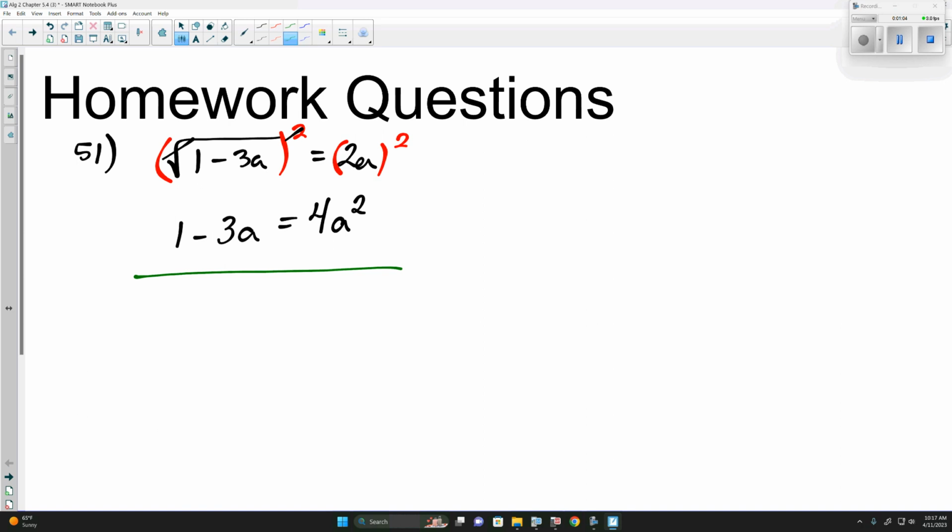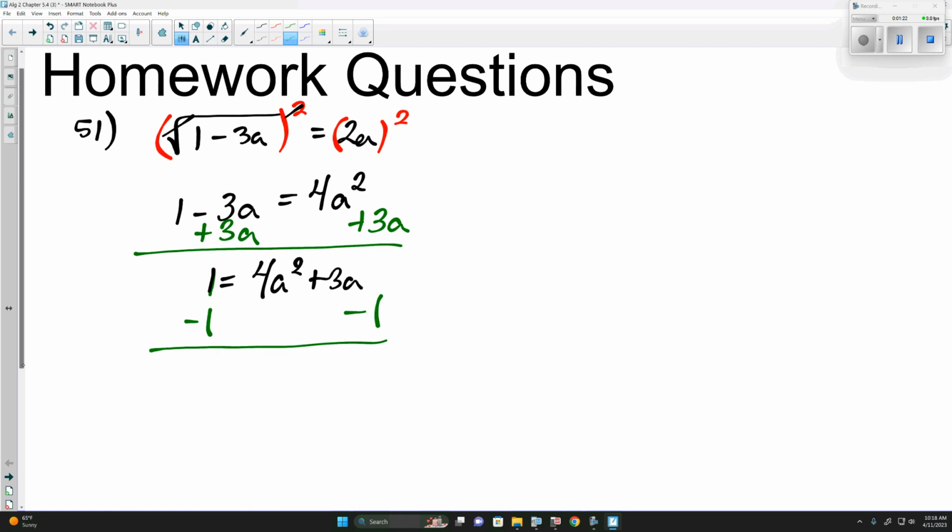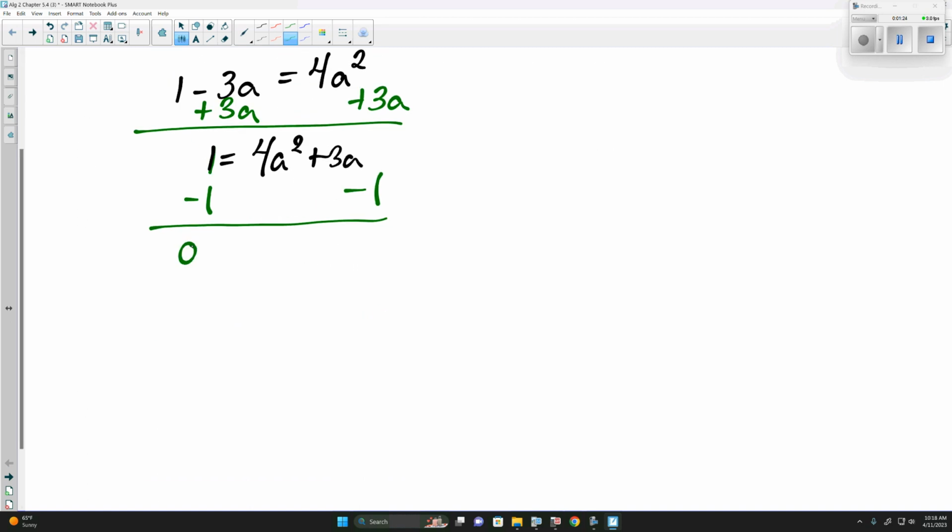Now, since we do have a squared term, we have a quadratic, so we do need to get this equal to 0. So we can add 3a to both sides. So we have 4a squared plus 3a. Then we can subtract 1 from both sides, which will tell us 0 is equal to 4a squared plus 3a minus 1.